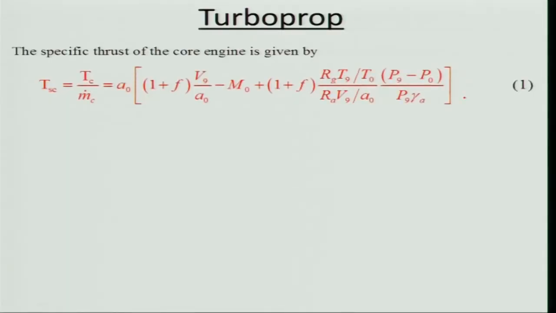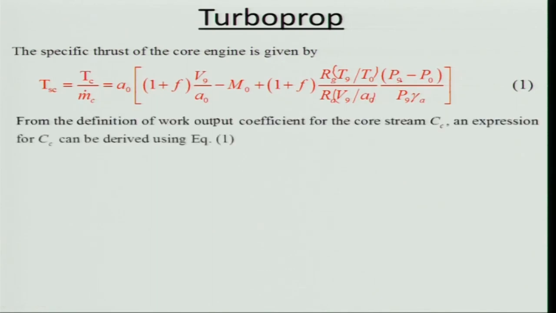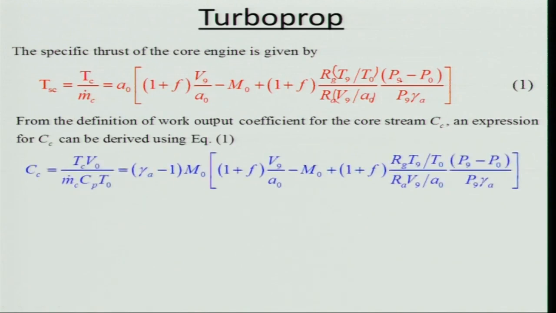So, we will look at the similar expressions which we have already done for the core engines; we are not considering the propeller part. You will recognize these similar terms, like V9 by A0, the flight Mach number, and T9 by T0, which you have already seen. These are terms we are very familiar with, so let me not spend time on this. From the definition of the work output coefficient for the core stream, one can get TCV0 divided by m dot C, Cp, and T0. You can derive the expression very easily.